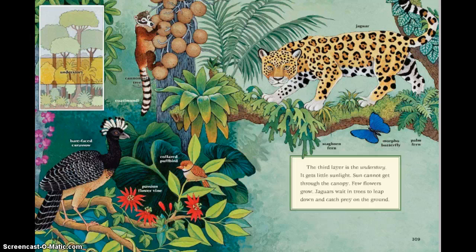Understory. The third layer is the understory. It gets little sunlight. Sun cannot get through the canopy. Few flowers grow. Jaguars wait in trees to leap down and catch prey on the ground.